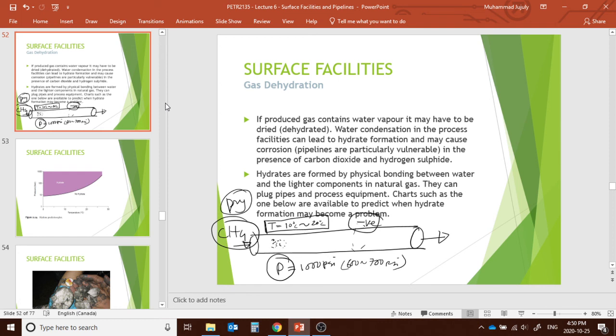These water particles freeze very quickly, and they don't freeze only by themselves. They freeze with methane molecules trapped inside the water molecules, and then they create an ice-like material. We call these gas hydrates. These are not actually ice, they are ice-like material, but they can clog the entire pipeline.